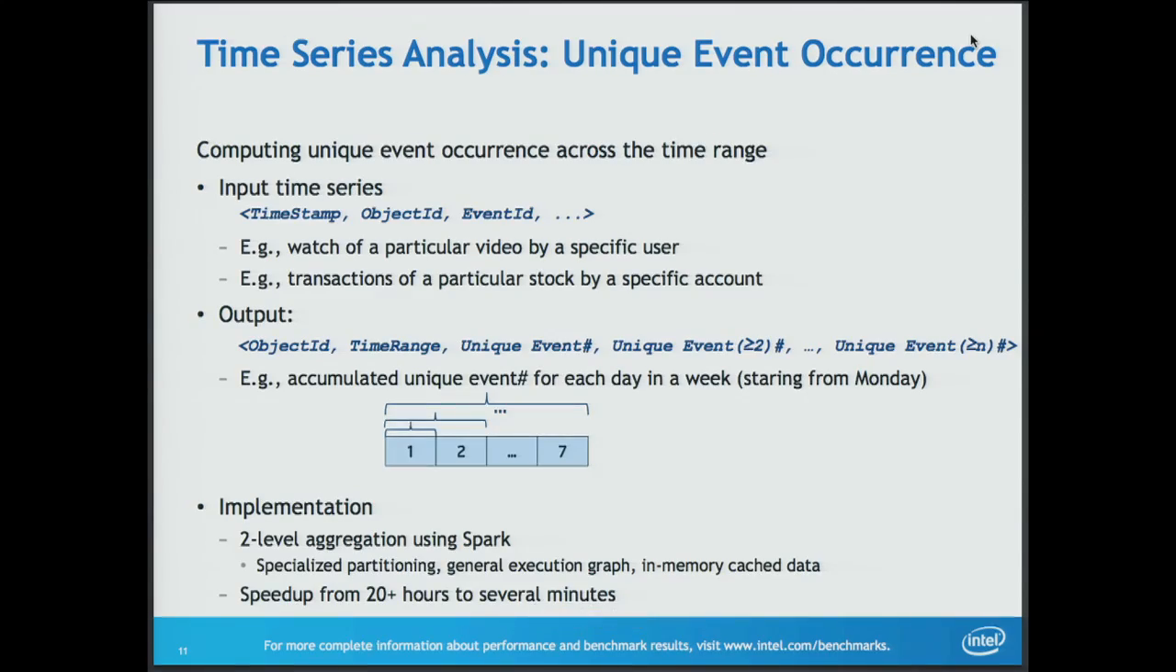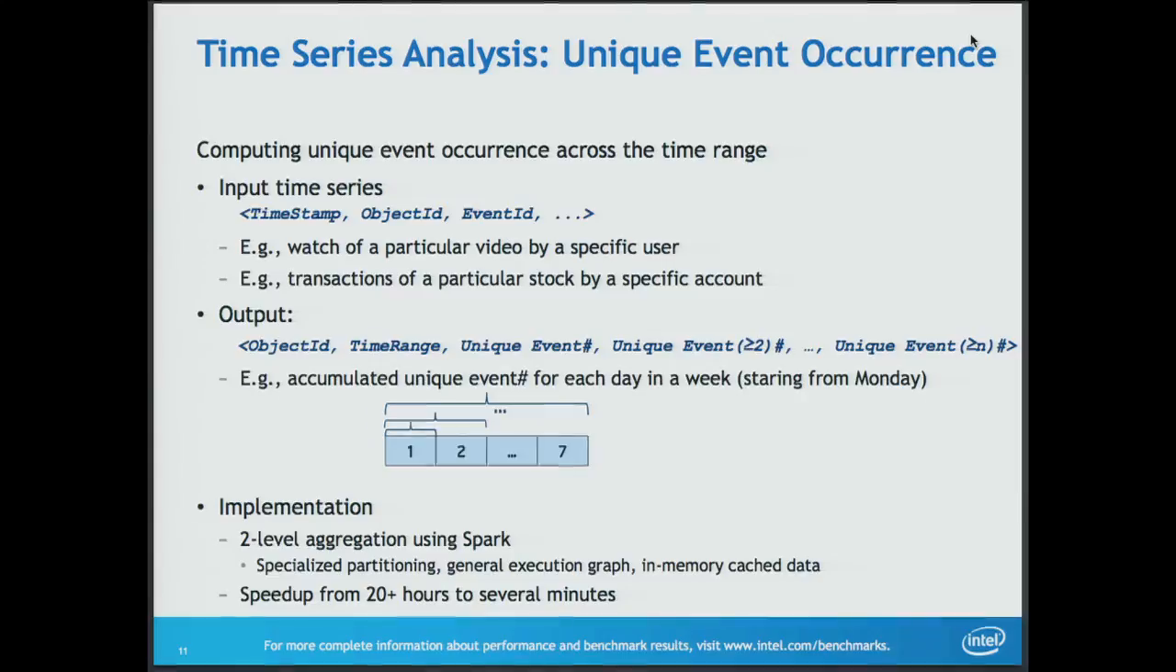In this particular example, I'm going to talk about how we perform those complex analyses on the time series data we are collecting. Essentially, the input data is a time series, which has a timestamp, an object ID, and an event ID associated with that object. For instance, you can think maybe you watch a video by a specific user, or maybe purchase a stock by a specific account, and so on.